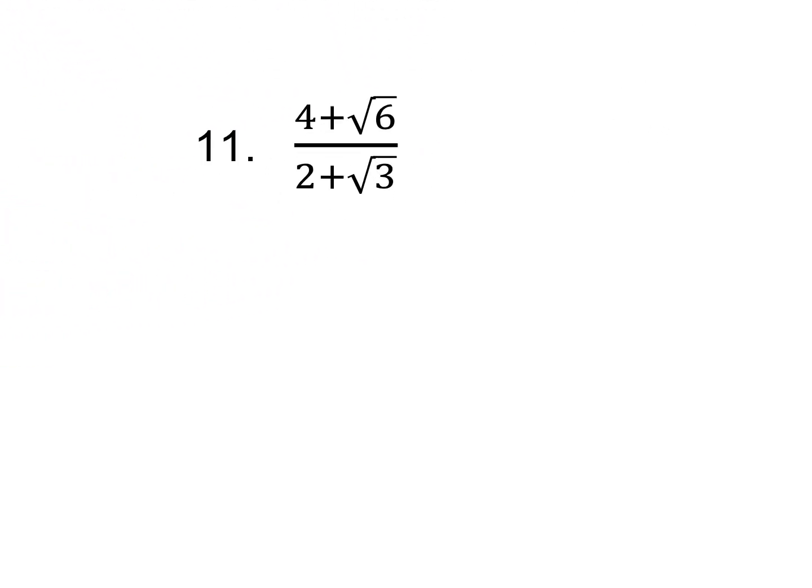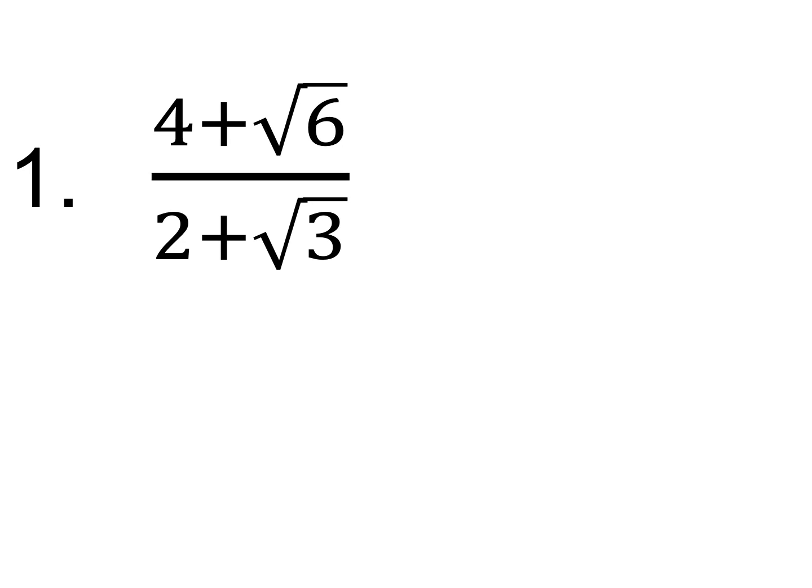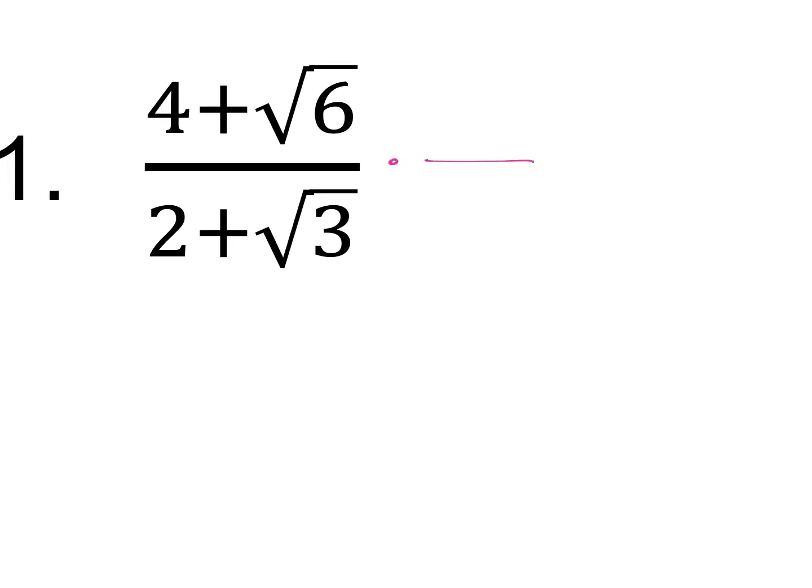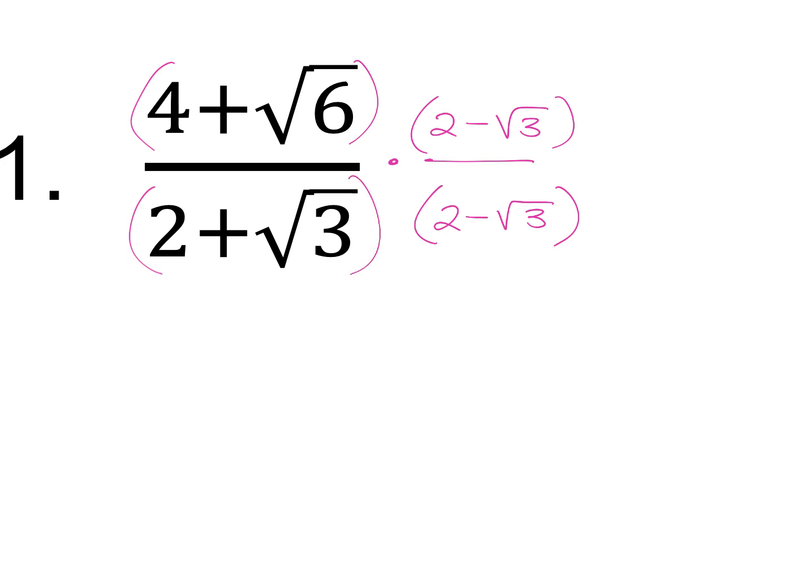All right, and then number 11 is the one that you are going to multiply by the conjugate of the denominator. So it's 2 plus rad 3. We're going to multiply by 2 minus rad 3, 2 minus rad 3, so on top and bottom, okay? If it helps you to visualize it with parentheses around those, you can do that too.